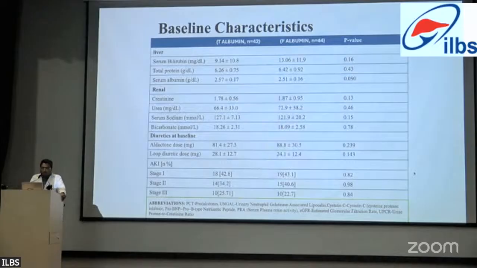Bilirubin is around 9 to 10 in the tailored, 13 in the fixed dose, and the creatinine is 1.78 plus minus 0.56 in the tailored, and in the fixed group it is around 1.87. With the different stages of AKI, we have the stage 3 AKI patient, 10 patients in each group, and stage 1 AKI were the most common being seen in the 18 to 19 patients in the tailored and the fixed group.